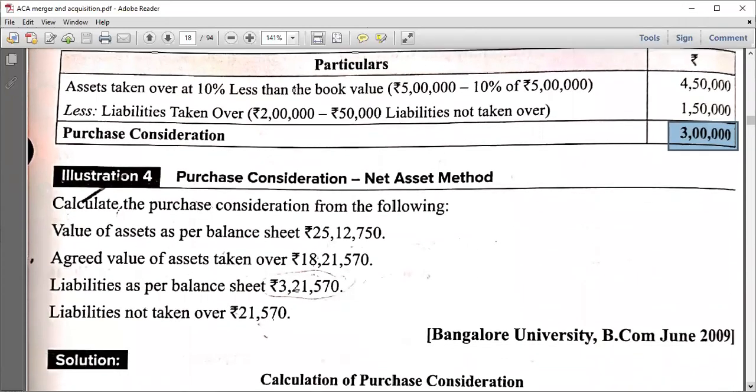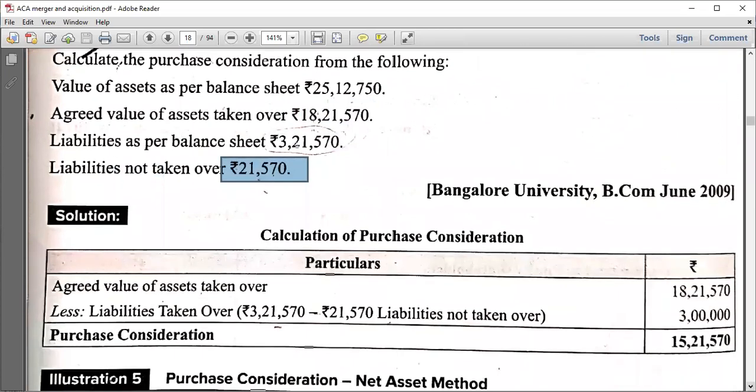Next, we have one more question, which is similar to question number 3. Calculate the purchase consideration from the following: value of assets as per balance sheet 25 lakh 12,750, and agreed value, out of 25 lakh 12,750, they will be taking over only 18 lakh 21,570, and liabilities as per balance sheet is 3 lakh 21,570, and some are not taken over. Liabilities not taken over is 21,570. That means they have taken over 3 lakh. 3 lakh 21,570 minus 21,570, if you do, we will get 3 lakh.